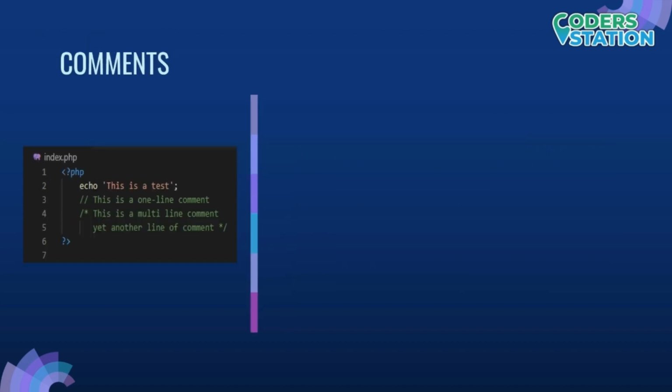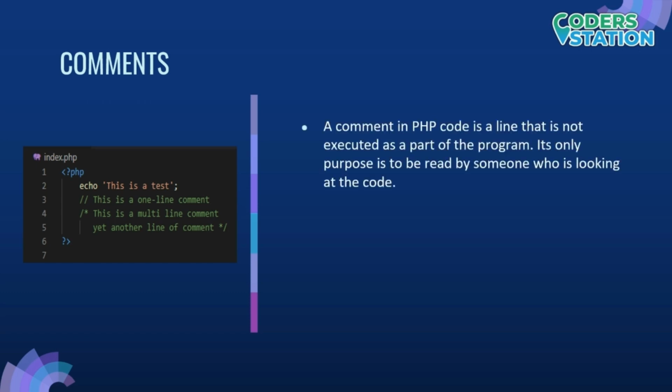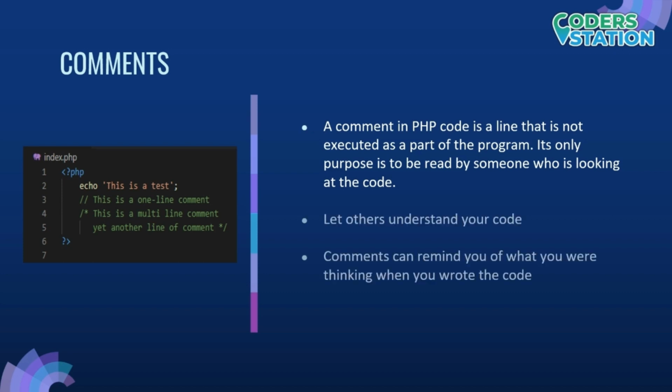The simplest yet most important part of a language is comments. So let us see comments in PHP and how to write them. A comment in PHP code is a line that is not executed as a part of a program. Its only purpose is to be read by someone who is looking at the code. Comments can be used to let others understand your code, that is, increase the readability, and comments can remind you of what you were thinking when you wrote the code.